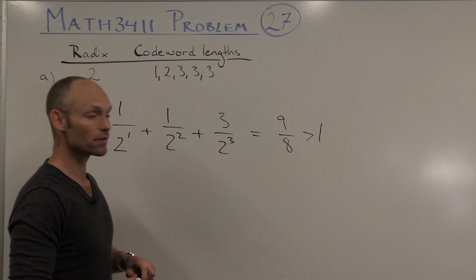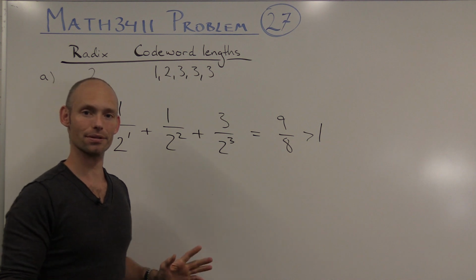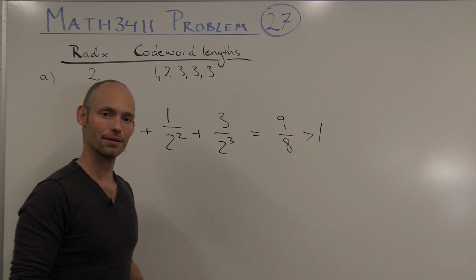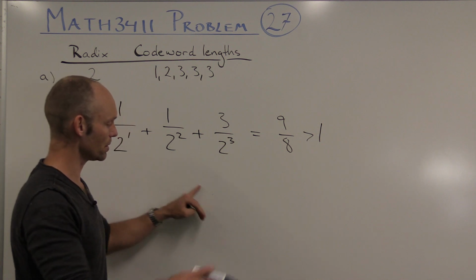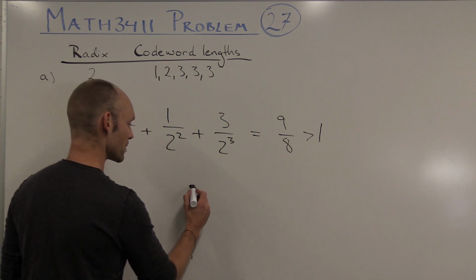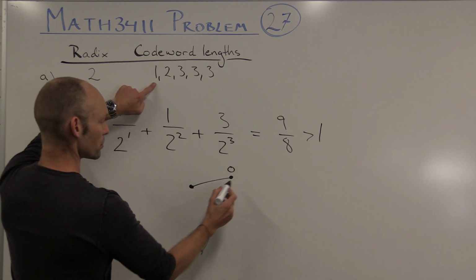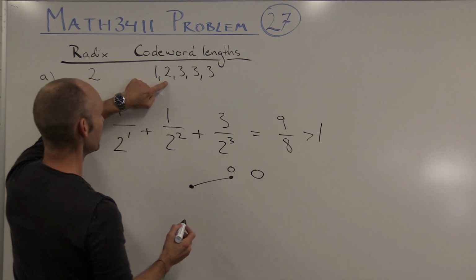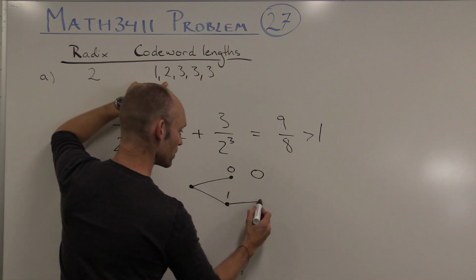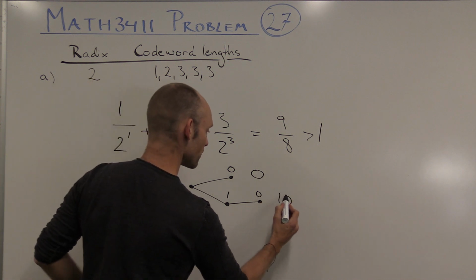So that's the answer to part A. Now we can answer it in a different way too. Supposing that we didn't know whether such a code existed or not, we could try to just construct one, and the way that we do that is just draw a decision tree, maybe in the standard way. So we'd start off by having a vertex here and branching off to 0. That's the first code word already taken care of. Now we need a code word of length 2, so we branch downwards to 1, and then we continue on to the first one with 0 again. There we have the second code word.